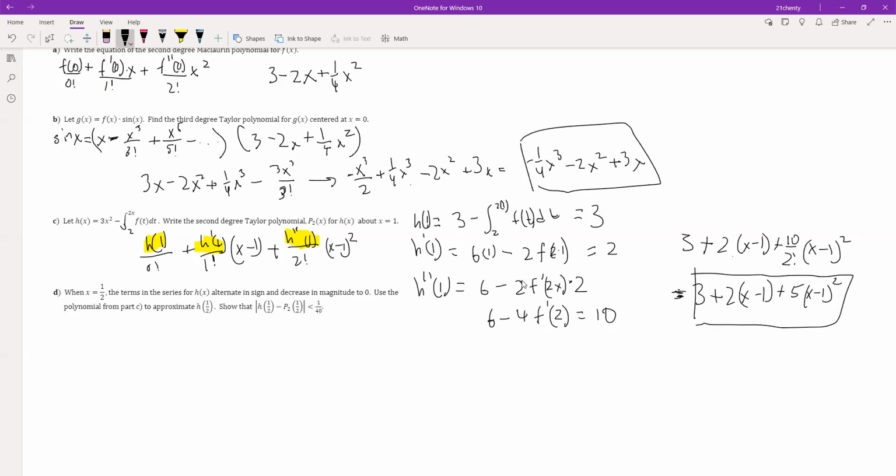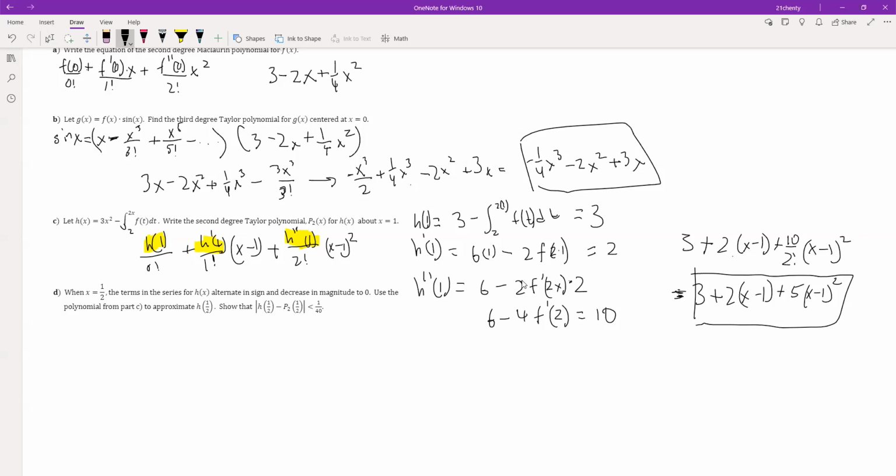Now moving on to part D. When x equals 1/2, the terms in the series for h of x alternate in sign and decrease in magnitude to 0. Use the polynomial from part C to approximate h of 1/2. Show that the error between h of 1/2 and the second degree Taylor polynomial is less than 1/40.